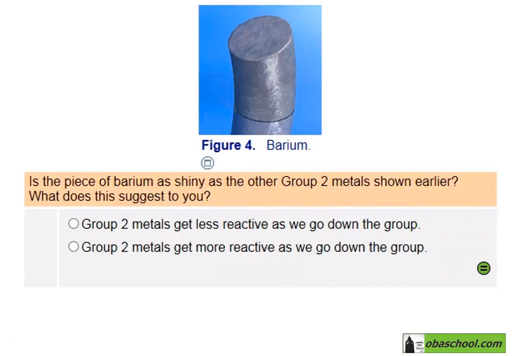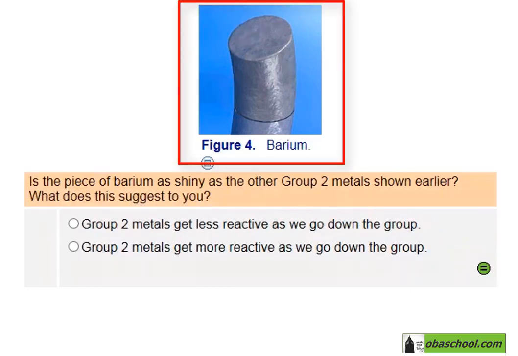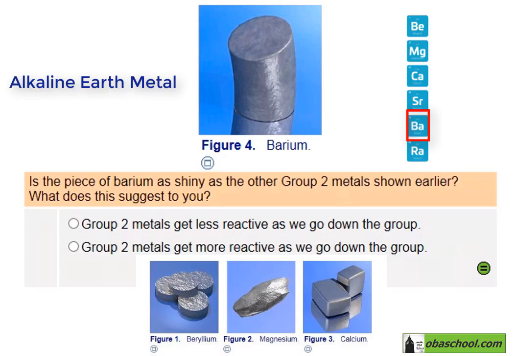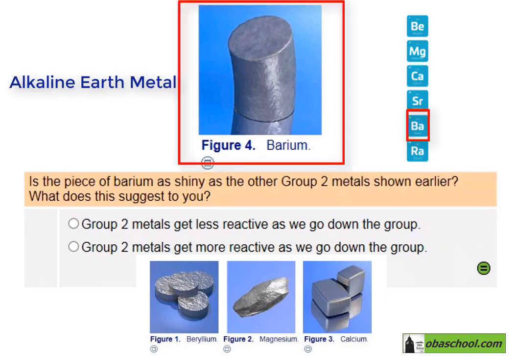This figure here shows you a piece of barium. Barium is also an alkaline earth metal and it's near the bottom of group number 2. Is the piece of barium as shiny as the group 2 metals shown earlier? Well, it's not. If you compare the four figures together, you can see that barium is not as shiny as the other group 2 metals.